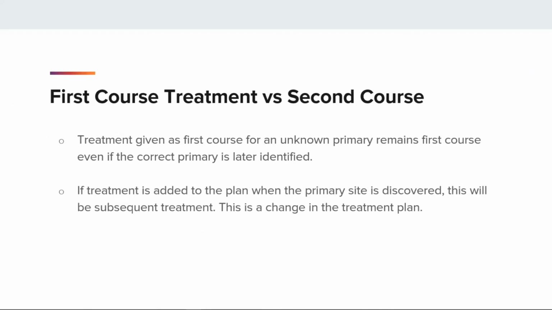When a patient is diagnosed with an unknown primary or given treatment, but then later identified as a more specific primary, the treatment already given remains first course treatment per SEER program coding and staging manual. Even if treatment is added once the correct primary is found, this will still be subsequent treatment with the new treatment due to the change in the treatment plan.